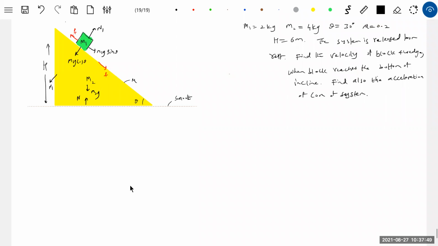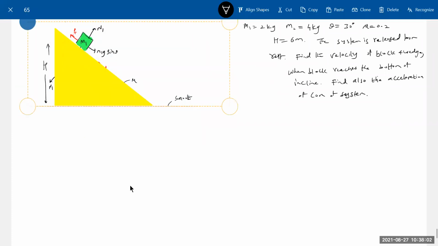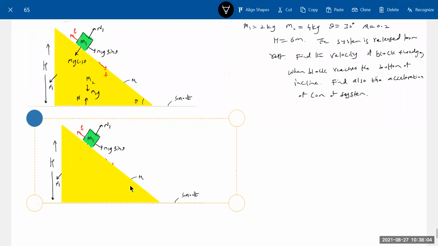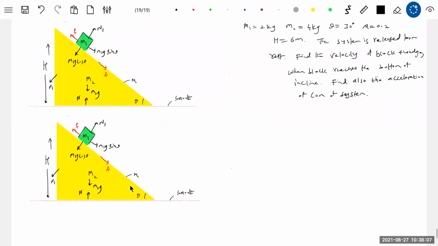Okay sir, how to do that? So we know this will accelerate. I'll do one thing. I need two diagrams. The accelerations will be shown. Let's keep the original diagram as it is. Here we'll show all the things.